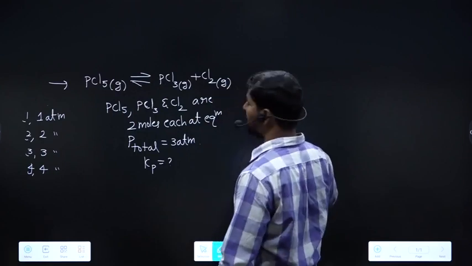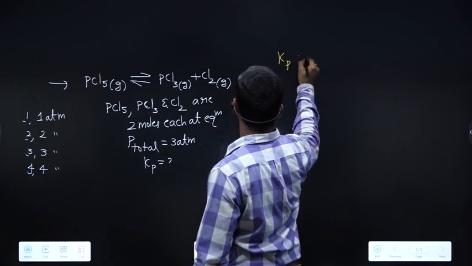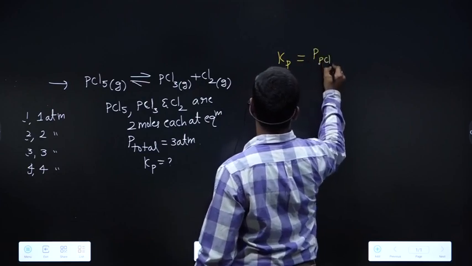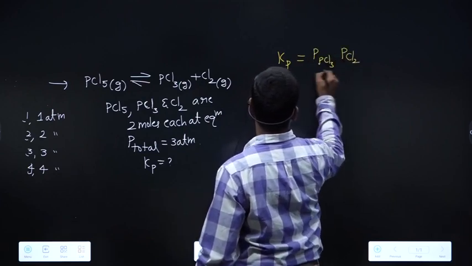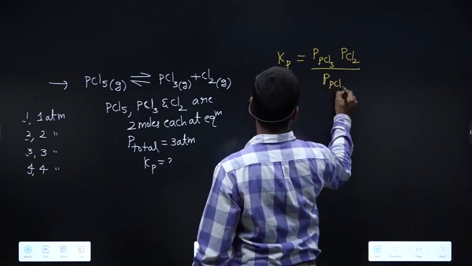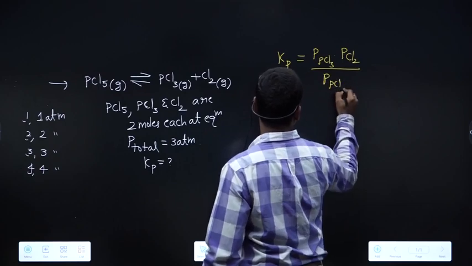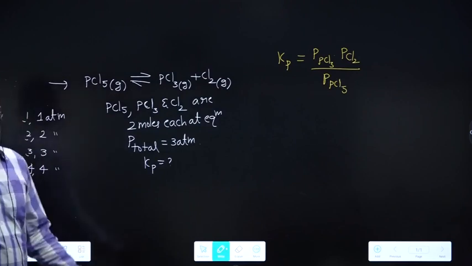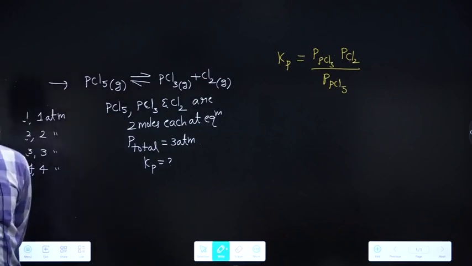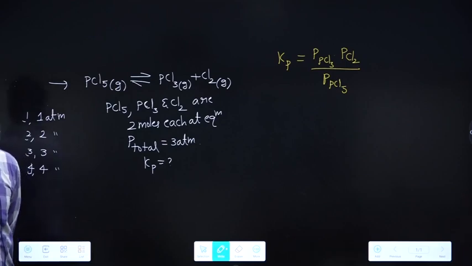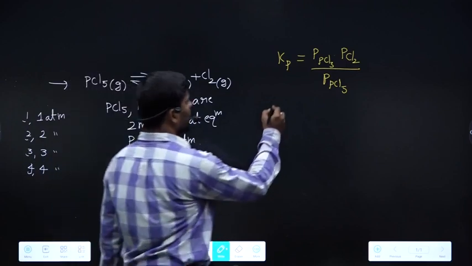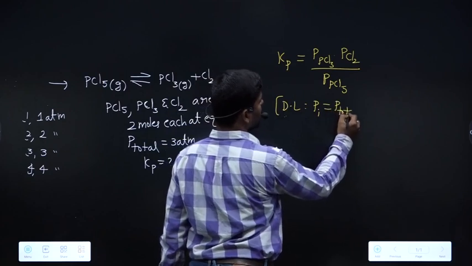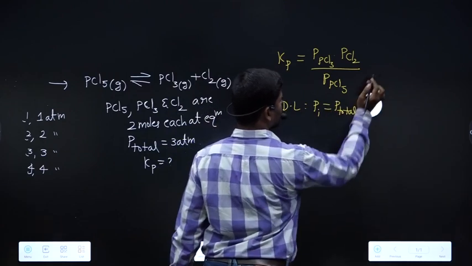What is the expression we have for Kp? Kp is equal to product side partial pressures by reactant side partial pressures. That is, partial pressure of PCl3 into partial pressure of Cl2 by partial pressure of PCl5. How to get partial pressures? If total pressure is given, partial vapor pressure is equal to total vapor pressure into its mole fraction, according to Dalton's law.